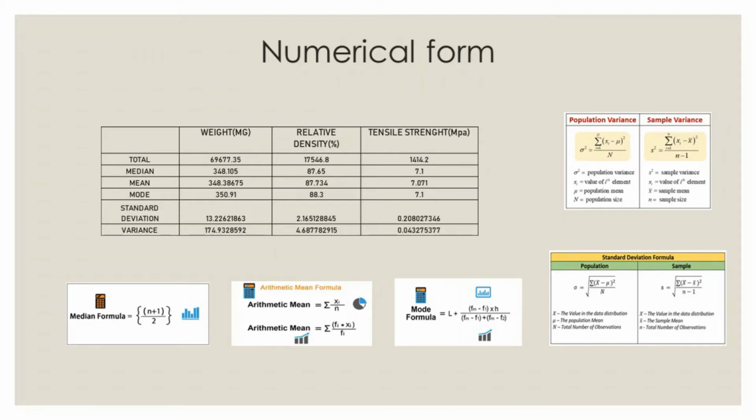First, we start with numerical form. The data is given in 3 variables, which are weight, relative density, and tensile strength. First, we calculate the total of each of the terms. Then, we calculate the median, mean, mode, standard deviation, and variance.